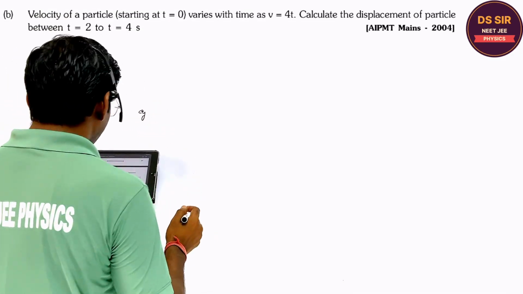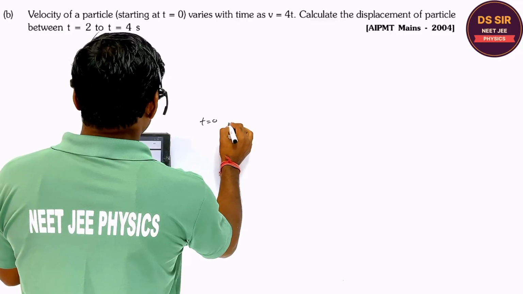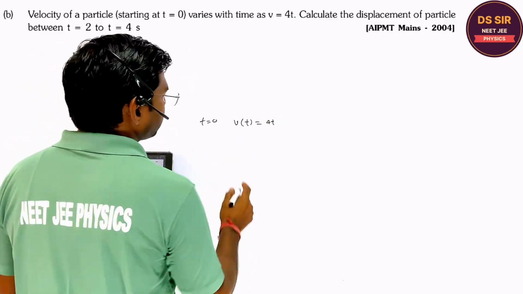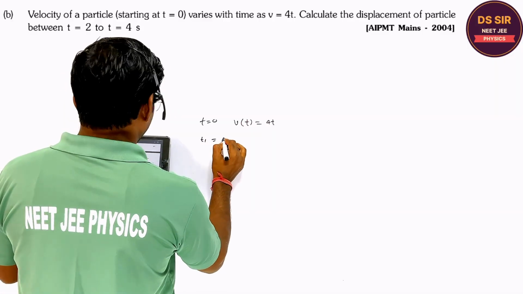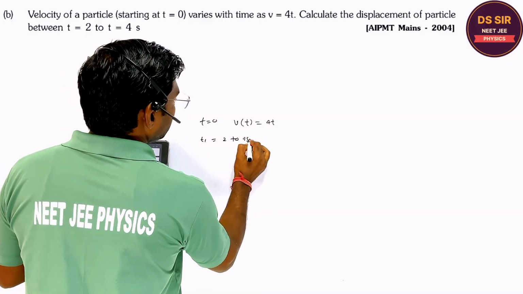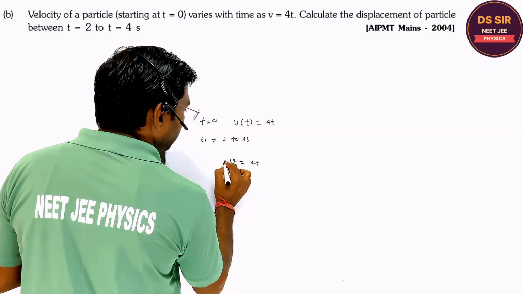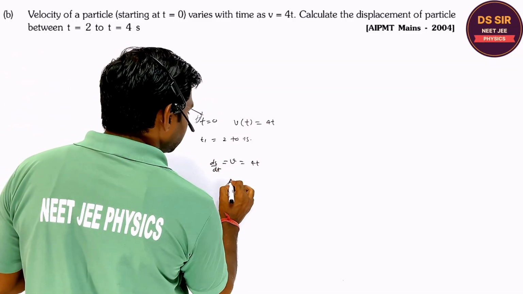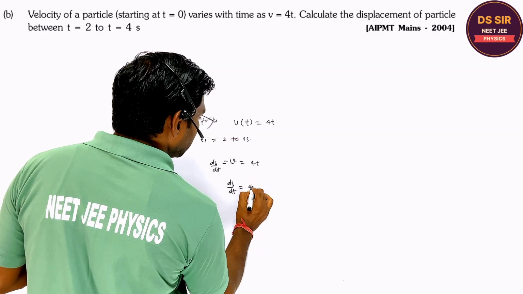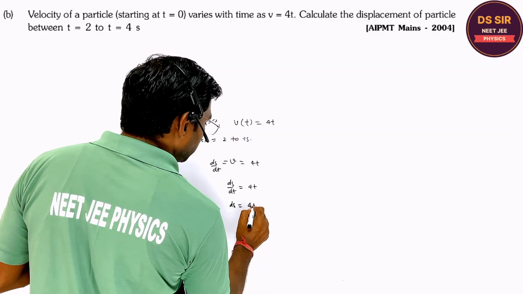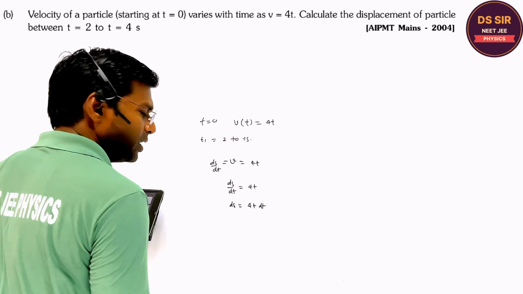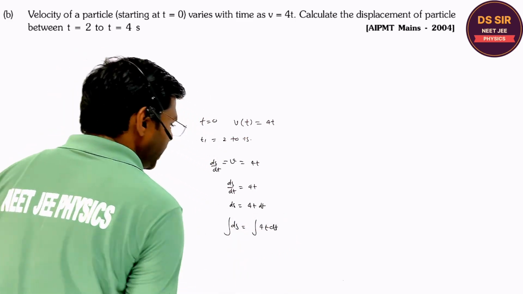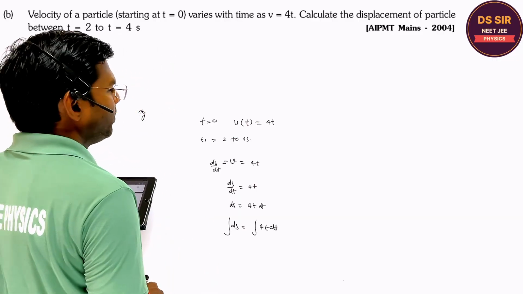In this question, the velocity of the particle at t equal to 0 varies as 4t, and you have to find the displacement between 2 to 4 seconds. So velocity is 4t. The velocity is written as ds upon dt, so ds upon dt is 4t, and ds is equal to 4t into dt. If you integrate this, the total displacement will be found.